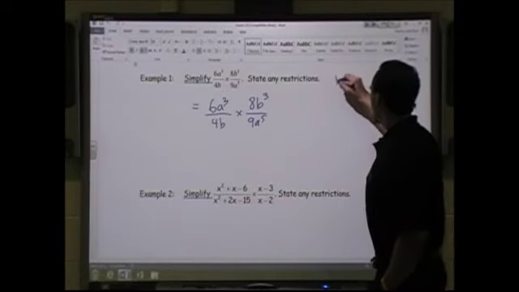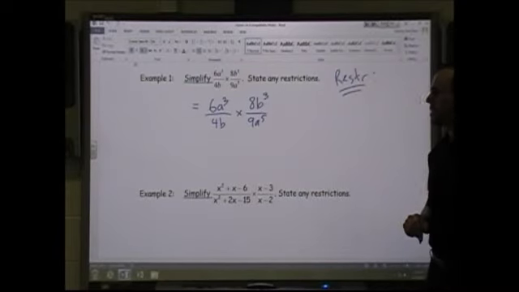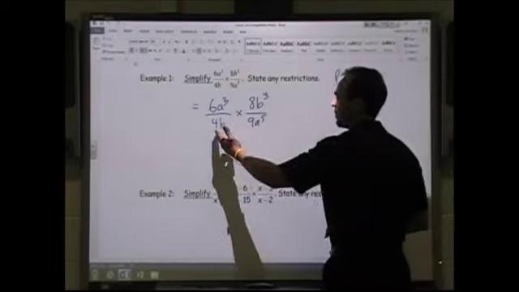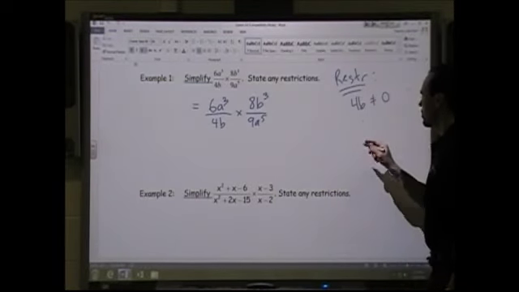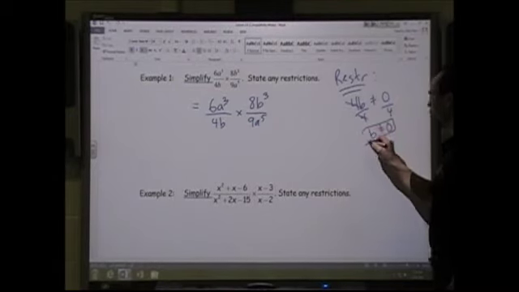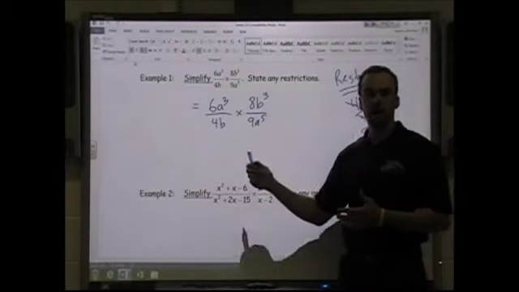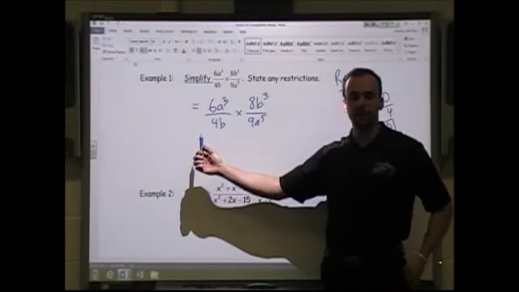So then I state restrictions. So stating restrictions, the bottoms or the denominators cannot equal 0. So from this bottom, that 4b cannot equal 0. That just means, if I divide out the 4 from both sides, that b cannot equal 0. If b is 0 in this question, that makes this question undefined or impossible to do, because the bottom of any fraction cannot be 0.